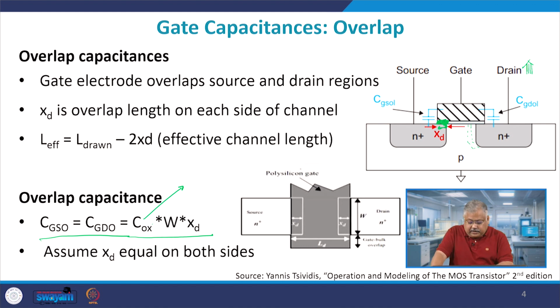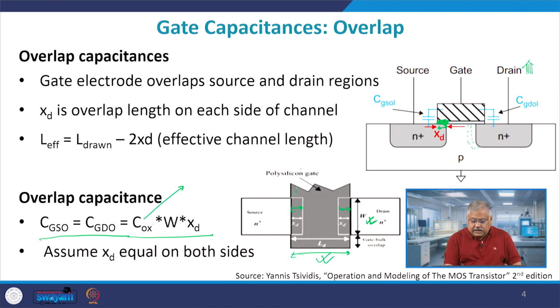If you look at the right hand side figure, this is the figure where the MOS cap has now been flattened. Once you have flattened your device, the third dimension appears like this. This is the W value which is there with you, and this is your drawn length LD, and this is your overlap length XD here.